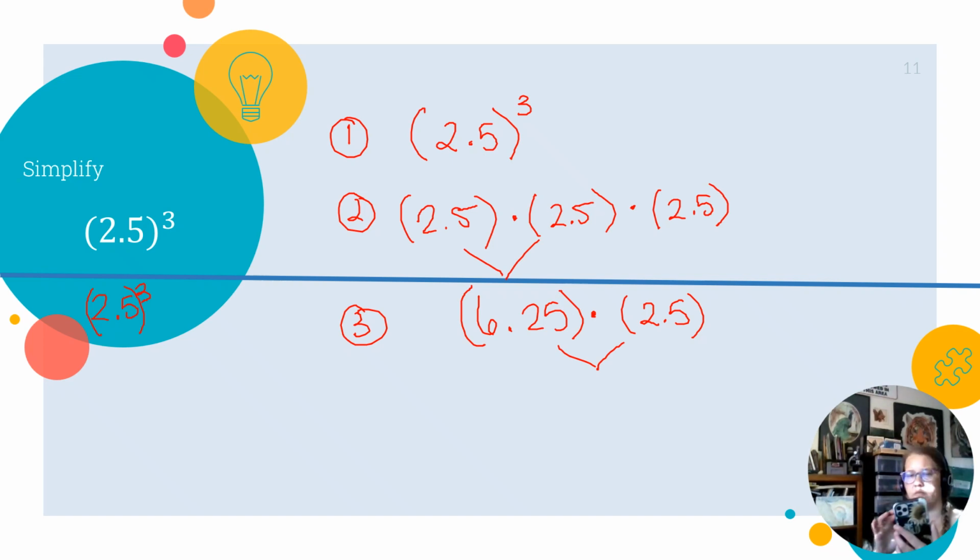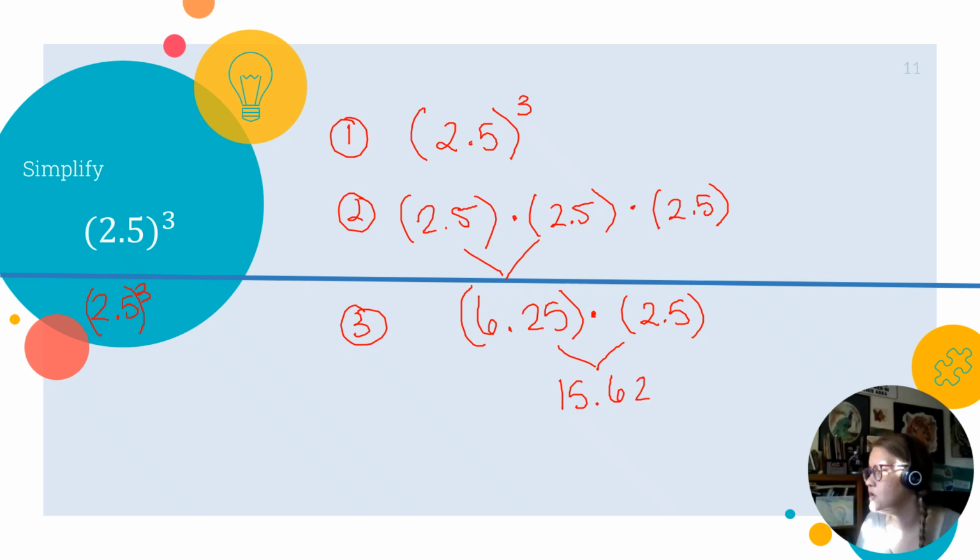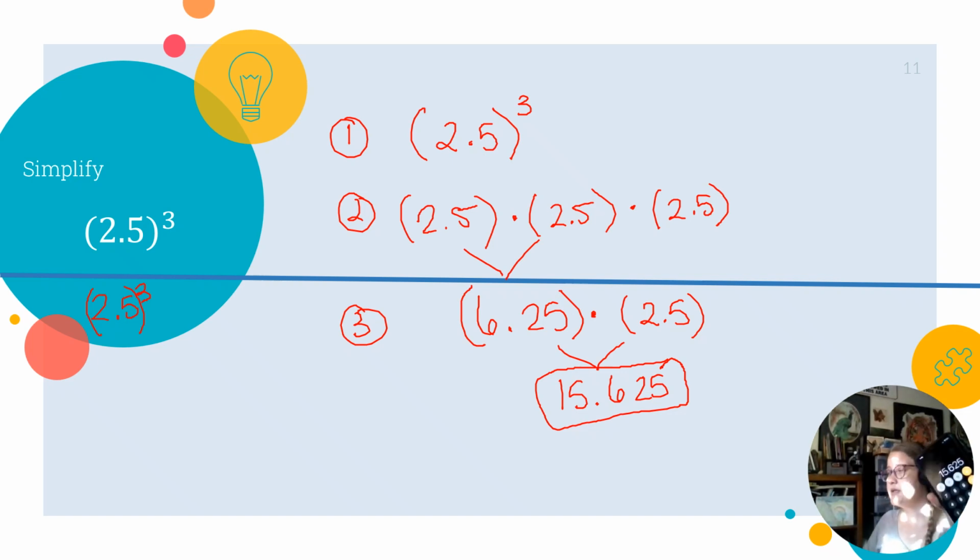So I already have 6.25 in my calculator. So I'm just going to go ahead and multiply that by another 2.5. And it gives us this number, 15.625. And that is all. Okay, so remember guys, calculator is totally okay at this level of math, and it's actually sometimes encouraged.